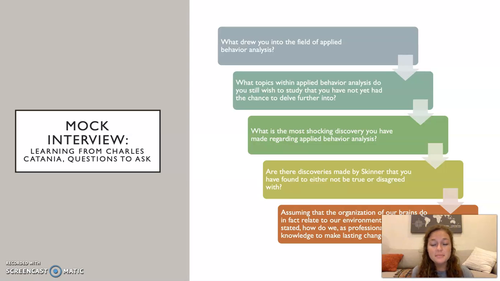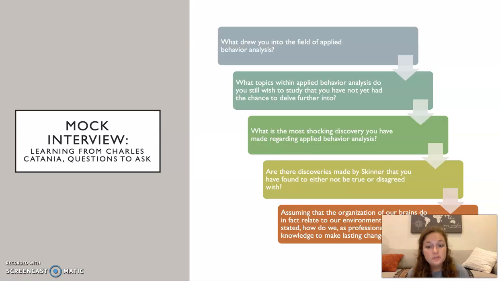Are there discoveries made by Skinner that you have found to either be true or not be true, or that you've disagreed with? Every researcher builds on what they've learned from, but that doesn't mean you always agree, right? So are there areas that Skinner did research in that Catania says, I don't agree with that, I've researched it and this is why, that's not true. I would like to know where he's found discrepancies.